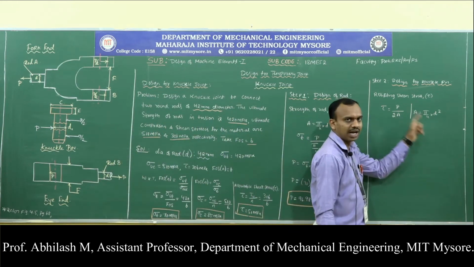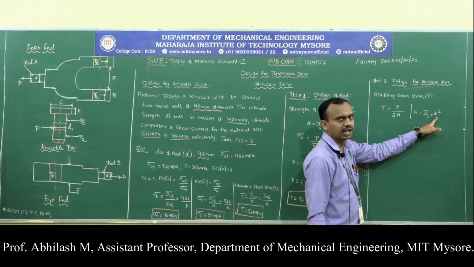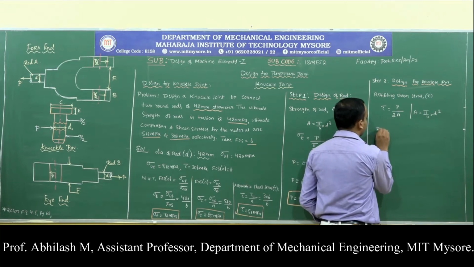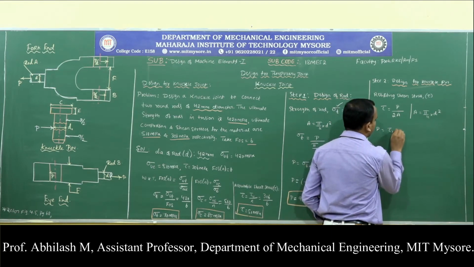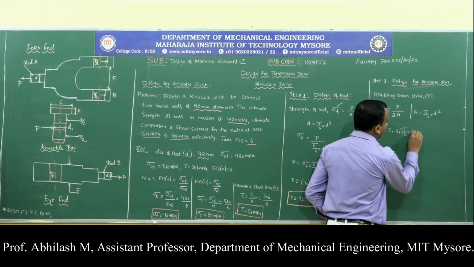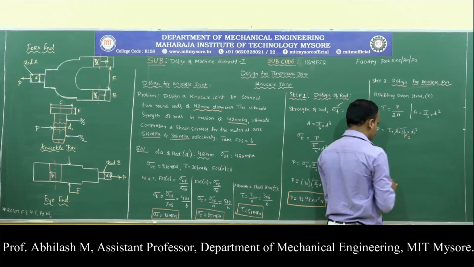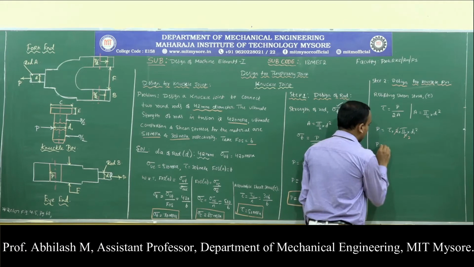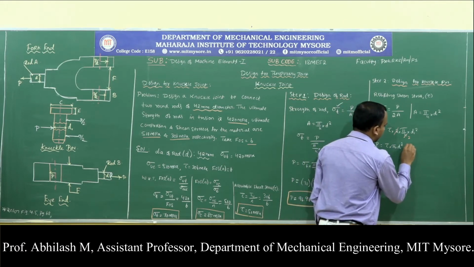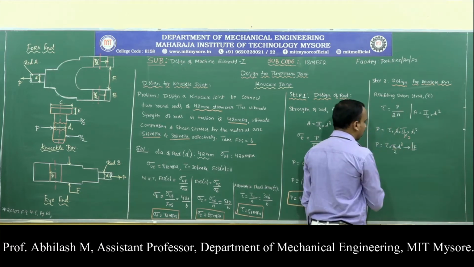Substitute the values in the equation. What is the unknown in this equation? The unknown is d1. Rearranging the term, I obtain P is equal to tau into 2 into area, where area is pi by 4 into d1 square. So the 2 and the 4 cancel, and P is equal to tau into pi by 2 into d1 square.